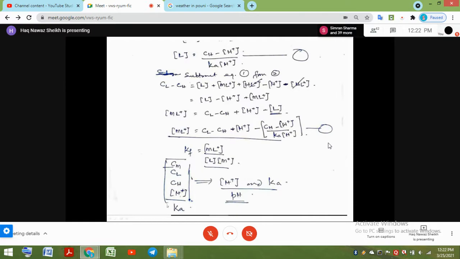And additionally, you need to know the association constant of the H positive and the ligand. If you know these three things, these two are experimental values. The rest you decide yourself, how many moles of metal to add initially, how many moles of ligand, and how much acid. So primarily, if you know the H positive and the Ka, that is pH and the Ka, you can find out the equilibrium constant.